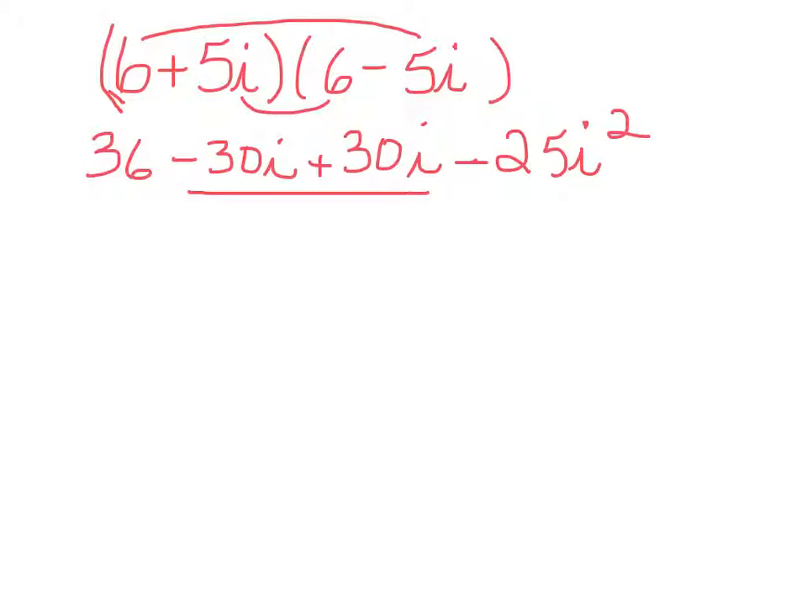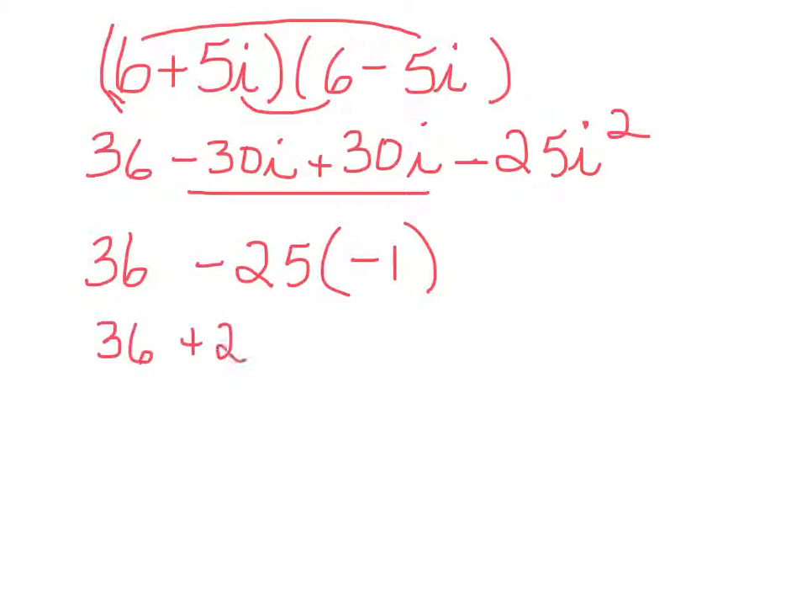Okay, so that should always happen when we're multiplying conjugates. Those outer and those inner terms should always cancel one another out. Okay, so we're going to bring down the 36. That minus 30i and plus 30i disappear. And then down here we're going to have the 25. And remember again that i squared is negative 1. So then really what we have here is 36 plus 25. And when we add that, we get 61. And there's your answer. Okay, and that's how we multiply with complex numbers.